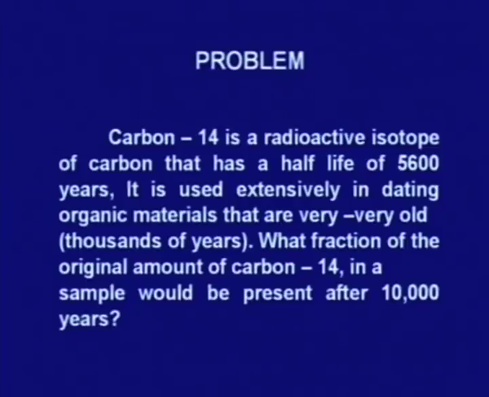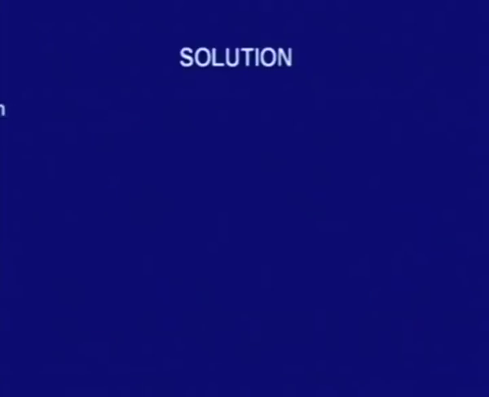Now, let us see how we are going to model this problem. Carbon 14 is a radioactive isotope. So, it has the property that it will decay, and the decay would be at a constant rate, and that rate would be proportional to the amount of the radioactive material, that is carbon 14, present at that time. Thus, the equation we will have is dm by dt equals minus km. We have already seen that the solution of this equation is m naught times e to the power minus kt.